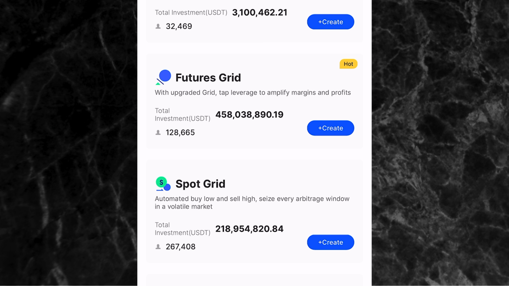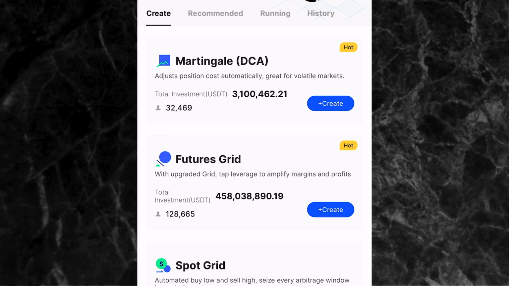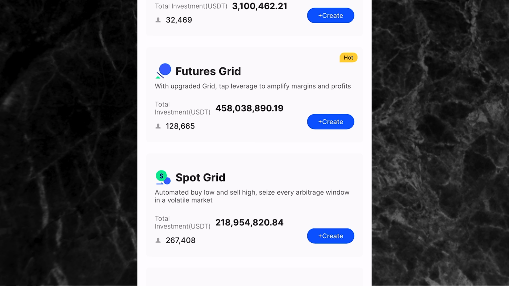And for you to know that a lot of people are using these 2 trading bots, if you look at the total investment people are putting into this martingale DCA trading bot, it is about $3.1 million. But if you look at the amount that people have put into the futures grid, that's about $458 million, which is a lot. And if you look at the spot grid trading bot, you see that people have put in $218 million. So you can see that people are using the futures grid and the spot grid more than the other trading bots right here. So that's why I'm going to be teaching you how to use those 2 trading bots, which are the futures grid trading bot and the spot grid trading bot.